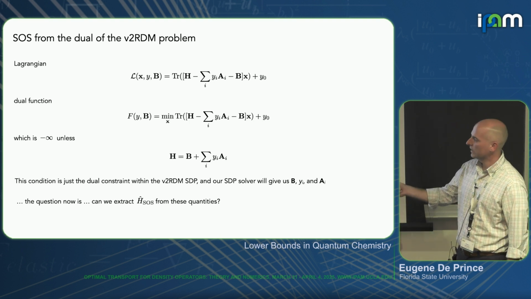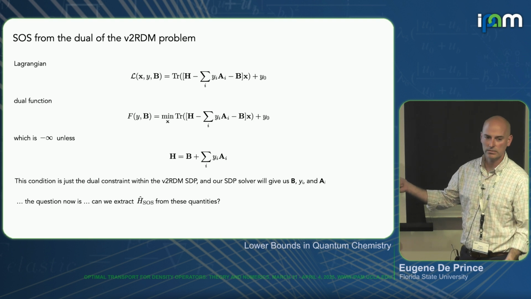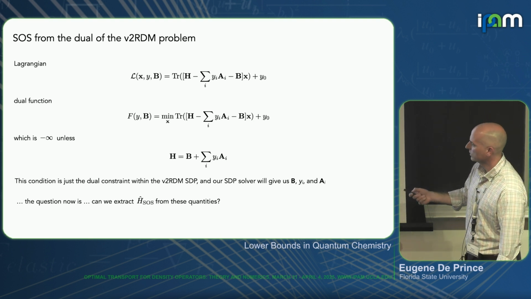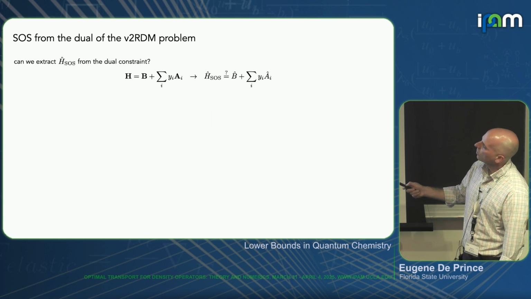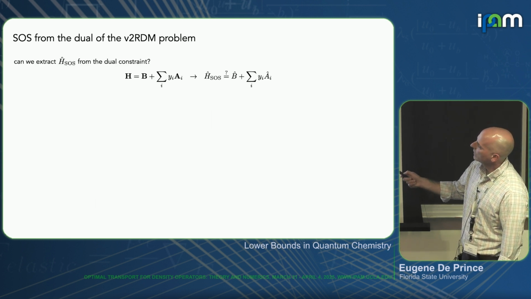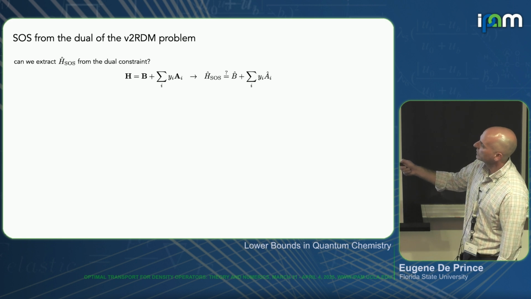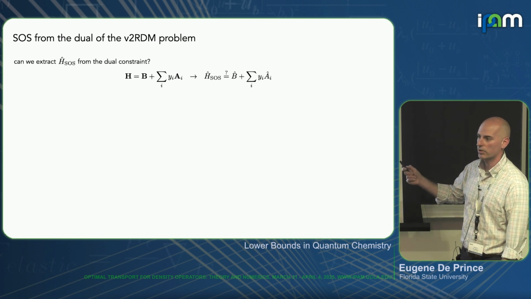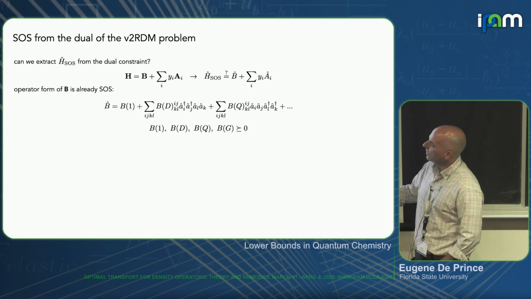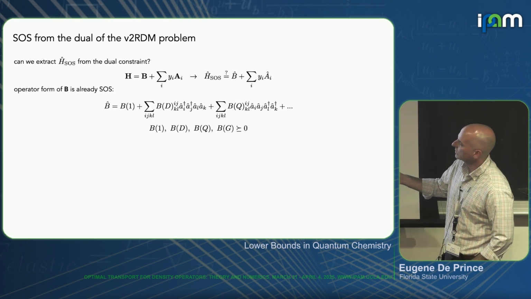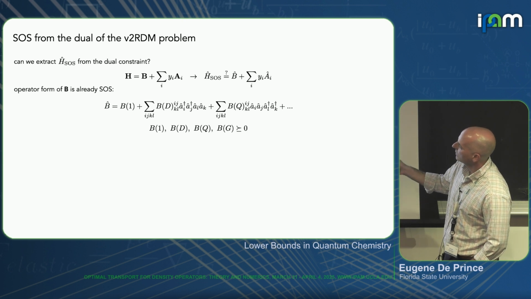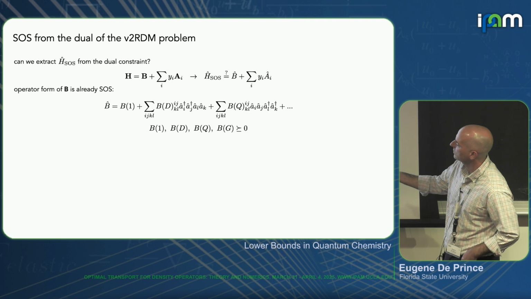So now my question is, is this the SOS Hamiltonian? Is it the same thing? It might be. Let's find out. Okay, so can we extract this SOS from the dual constraint? So I need to think about how I can turn these matrices back into operators to give me this SOS Hamiltonian. And I have this question mark here because this thing might not have a sum of squares structure. I don't know yet. So the operator B is already a sum of squares, has sum of squares form. It looks like these are the different pieces. And actually, this is written in a dumb way. It doesn't matter. Let's just pretend this is correct. Sure, it looks great.